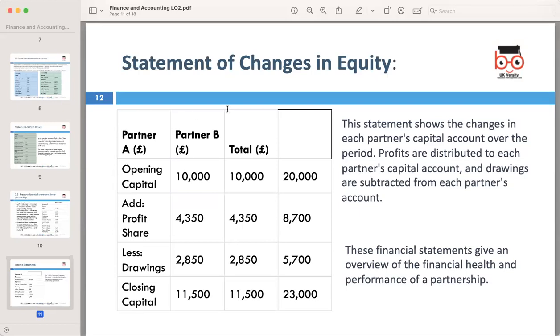So the statement of changes in equity presents the changes that occurred in each partner's capital account. It starts with the opening capital, adds the profit allocated to each partner, subtracts the partner's drawings, and concludes with the closing capital.